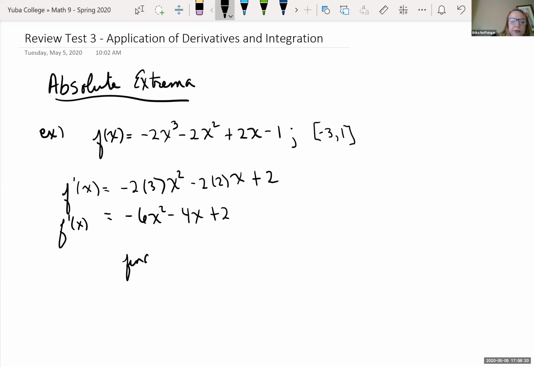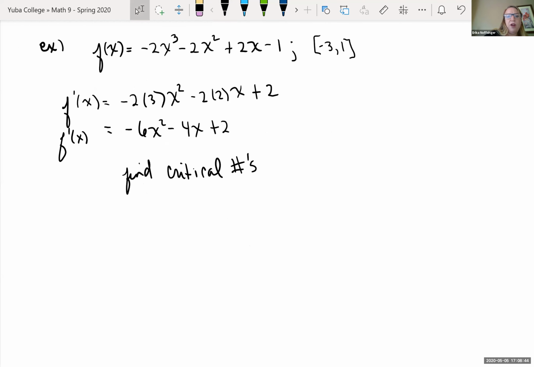So I need to find when this is equal to 0. And when you're finding your critical numbers, you might find some critical numbers that fall outside the interval that we're trying to find the absolute extrema on. If that is the case, then make sure that those aren't the ones that you're looking at. You exclude those. And so I'm trying to find when f prime of x is equal to 0. So I'm looking at when -6x squared minus 4x plus 2 is equal to 0.